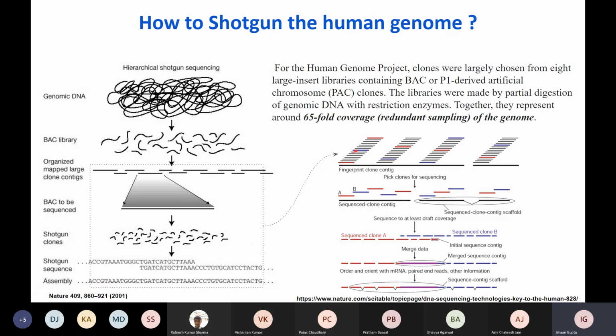So how does it look? You have lots of these clones, and then you take a few clones out of this library, called fingerprint clones. So you don't have to sequence all of them. You just have to sequence a few, and you can then get the entire BAC assembled. Once you have the entire BAC assembled, you can overlap them and merge data, and come up with much larger chromosomes or much larger lengths of human DNA that were sequenced. Is this clear to everyone?